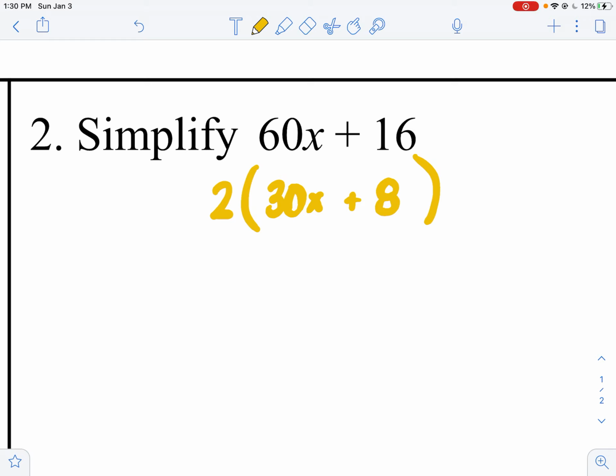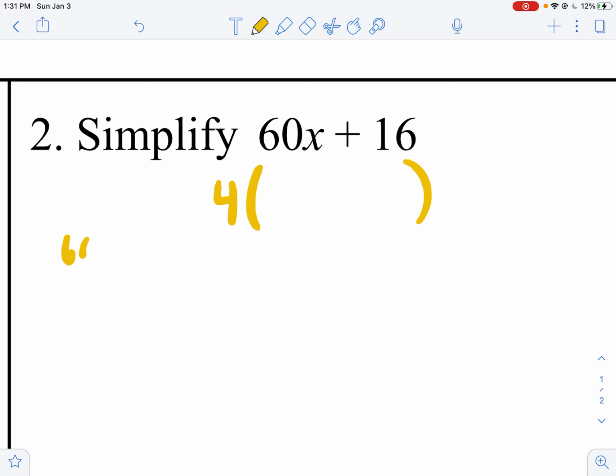Now here's how I know that we didn't take the greatest common factor: another number can still come out of 30 and 8. So I know that there's another 2 that comes out, which means we could have taken out a 4 from the beginning. Okay, so let's do that now. We're going to take out a factor of 4 instead. 4 goes into 60. We might have to do a little bit of side work if we need to. 4 goes in 15 times. So 4 times 15 gives me 60, or 60 divided by 4 is 15. x plus 4 goes into 16 4 times.